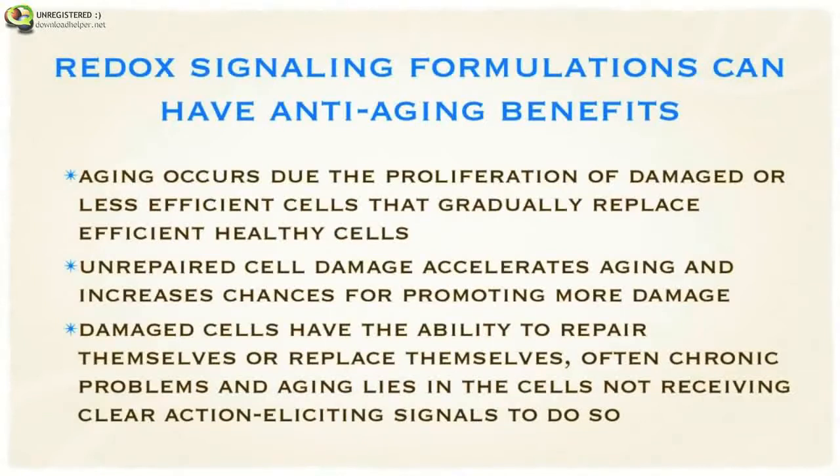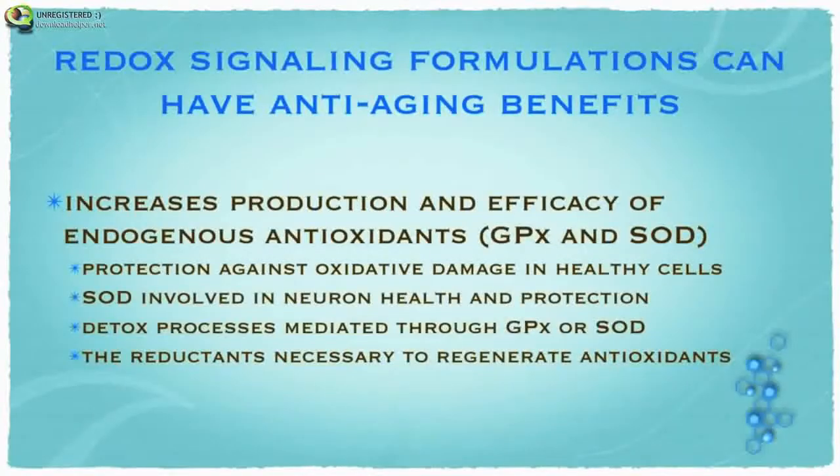Aging really occurs due to the proliferation of damaged or less efficient cells that push away or gradually replace efficient cells. These less efficient cells accelerate aging and promote more damage. These damaged cells have the ability to repair themselves, but they're not given clear action-eliciting signals to do so. And so they go on and replicate their mediocre state. And this leads to tissue decline and decline in the organism.